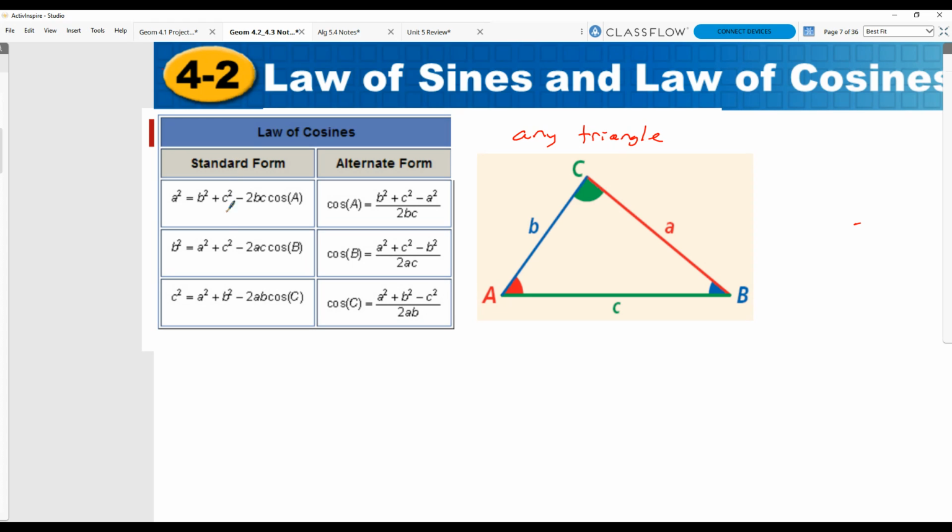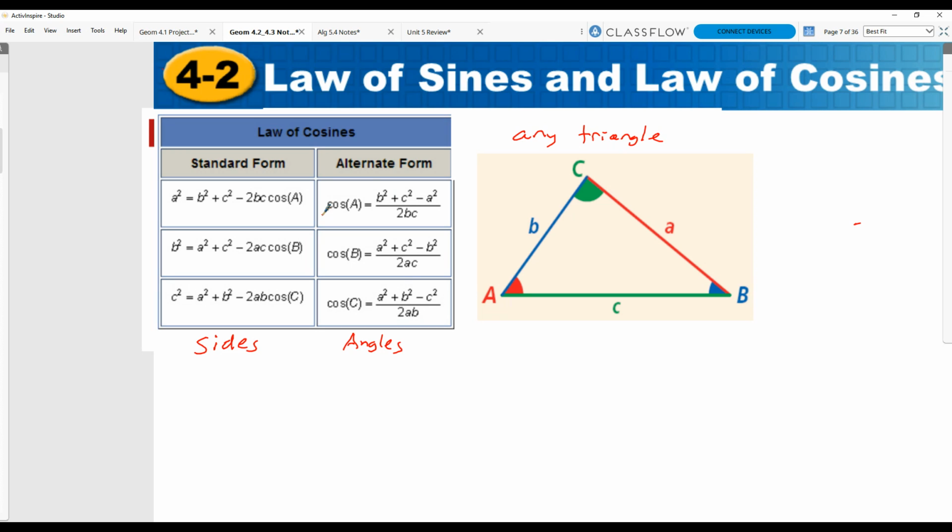Okay, and here's what we got. We got 3 of them listed here in standard form, and they look very bizarre. I admit that. All right. The ones in standard form are going to be used to find missing sides. Okay, and the ones in alternate form are going to be used to find missing angles. Okay, and we'll refer back to the screen as we go along.